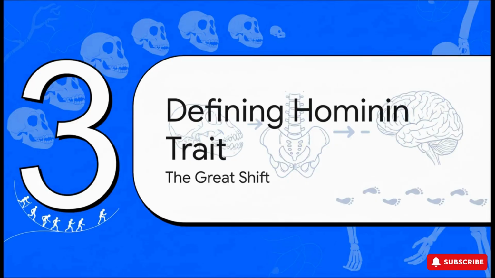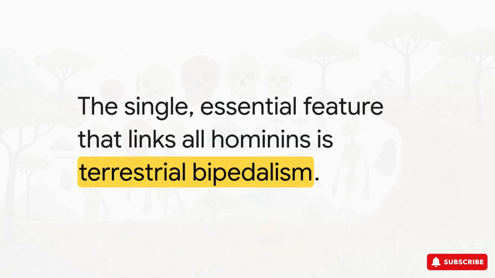Okay, with that ape baseline established, we can now turn to the one pivotal change that created an entirely new branch on the primate family tree. This is the single trait that defines every last hominin. And there it is, terrestrial bipedalism. It's the commitment to walking on two legs on the ground. This isn't just one trait among many. It's the foundational adaptation for our entire lineage. You could say every other major change that we're about to see stems directly from this fundamental shift in how we moved.